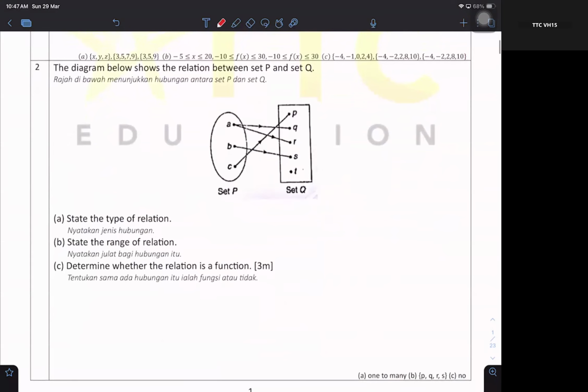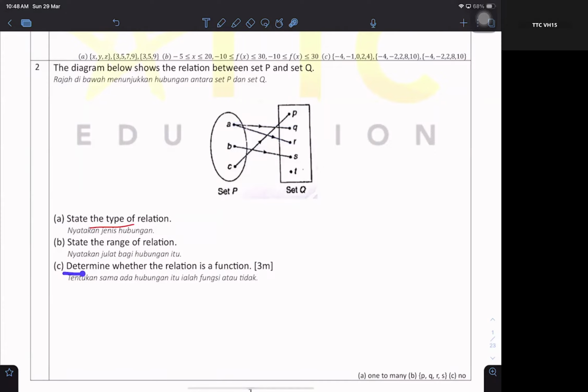This one, same, though I don't want to talk much. What is the type? You see, one goes to two. One to many, right? Although there's a one to one, but if you have one to many, then it is one to many. Understand? So this one is one to many.